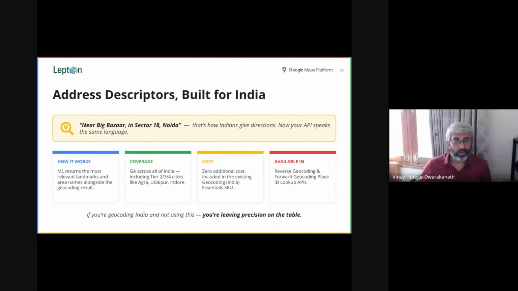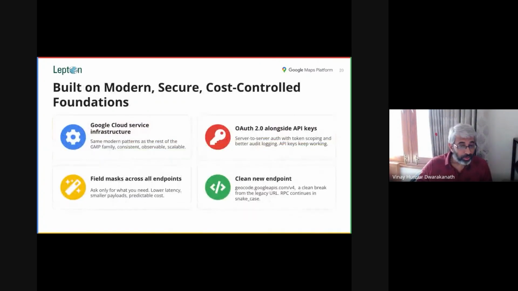So if you're geocoding in India and you're not using address descriptors today, you are leaving precision on the table for free. So with that, okay, there is still one more.